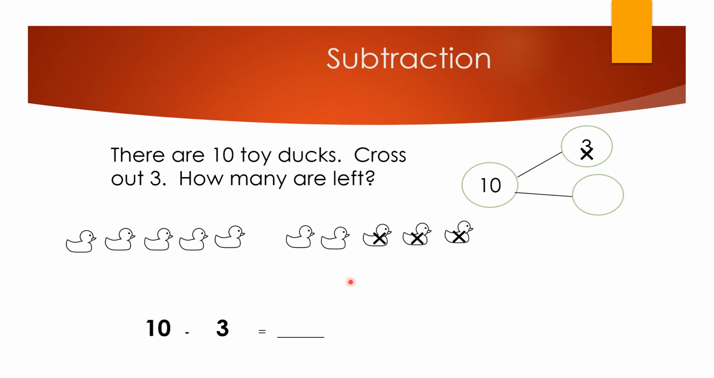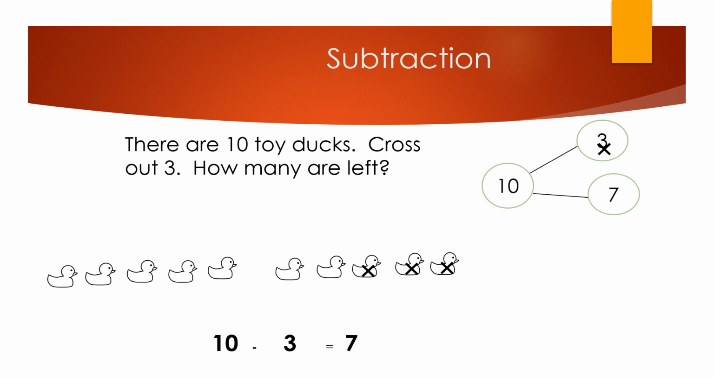What happens now, kindergarten? That's right. We need to show how many ducks are left. Kindergarten, how many ducks are left? Kindergarten, did you count the remaining ducks left after you crossed off 3? Let's count together. Ready? Go. 1, 2, 3, 4, 5, 6, 7. That means there are 7 ducks left. Does your equation read 10 take away 3 equals 7? Does it match your number bond?